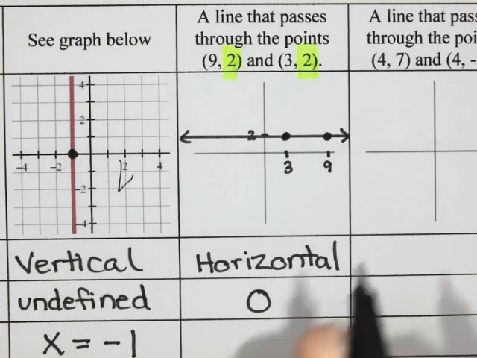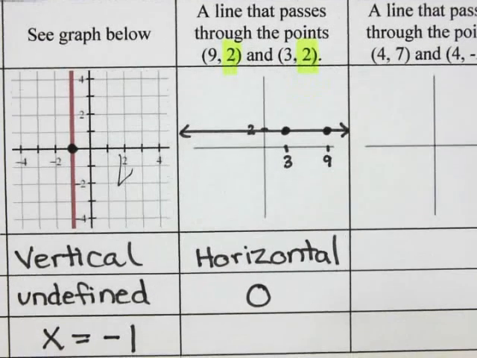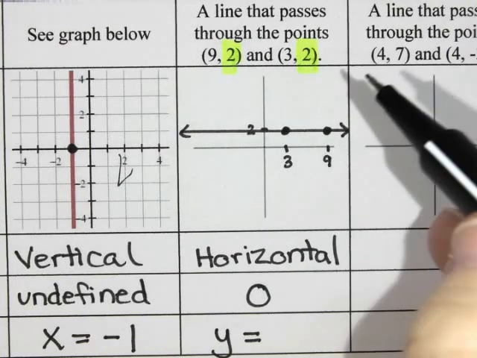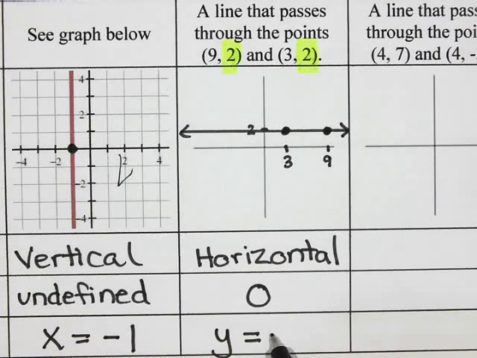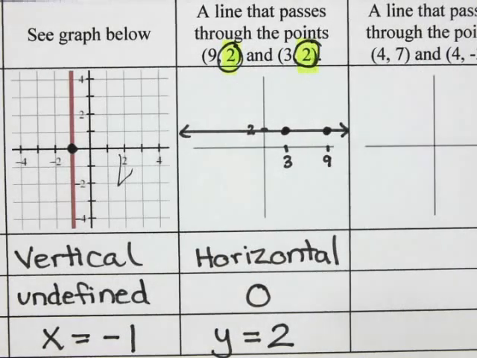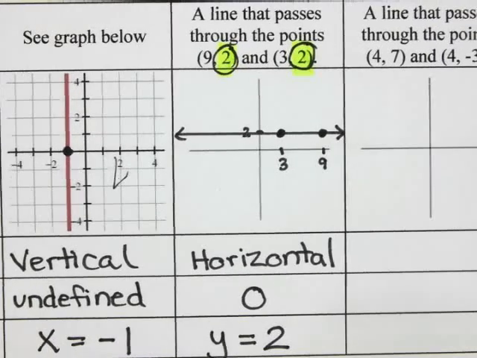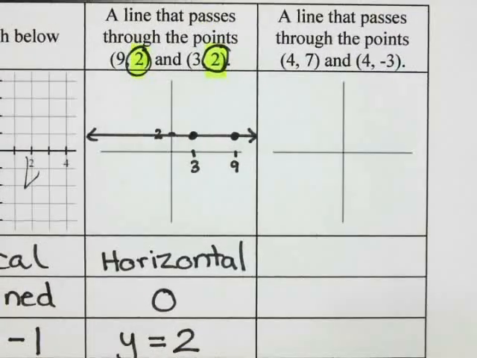And the equation, this is crossing through the y-axis. So I know it's going to be y equals. And it's crossing through the y-axis at 2. So it's going to be y equals 2. You'll also notice they both have y values of 2 in their points. So that's also how I would know that it was going to be y equals 2. All right, let's try our next one.